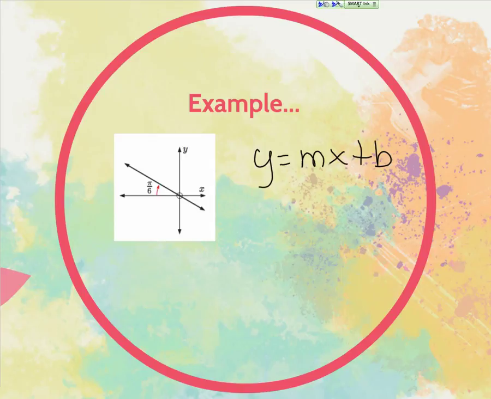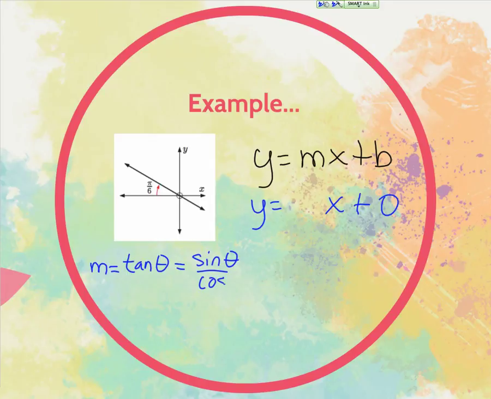Now I think that b might be one of the easier parts of this because we can just look to see where it's crossing the y-axis. At 0, right? I know we don't need that 0, but I'm just going to leave it in there for a second. To find our slope, we need to find the tangent. So my slope is going to be the tangent. And again, we talked about that's sine over cosine.